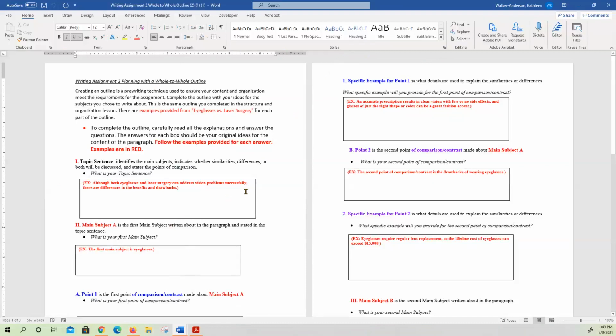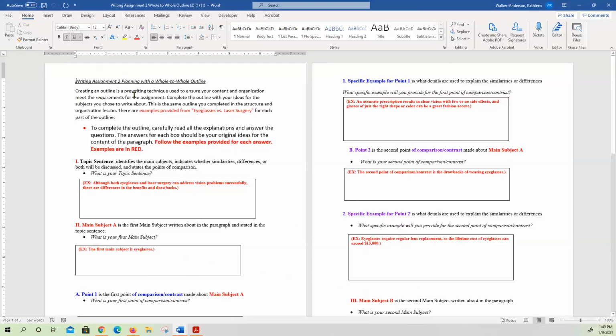At this point, you just have 2 subjects in mind. And for the example, I'm going to do fiction and nonfiction. And I'm not going to go through everything. I'm just going to get you started so you have a basic understanding of how to do it. This is set up the exact same way that that lesson was over the example paragraph over eyeglasses versus laser surgery.